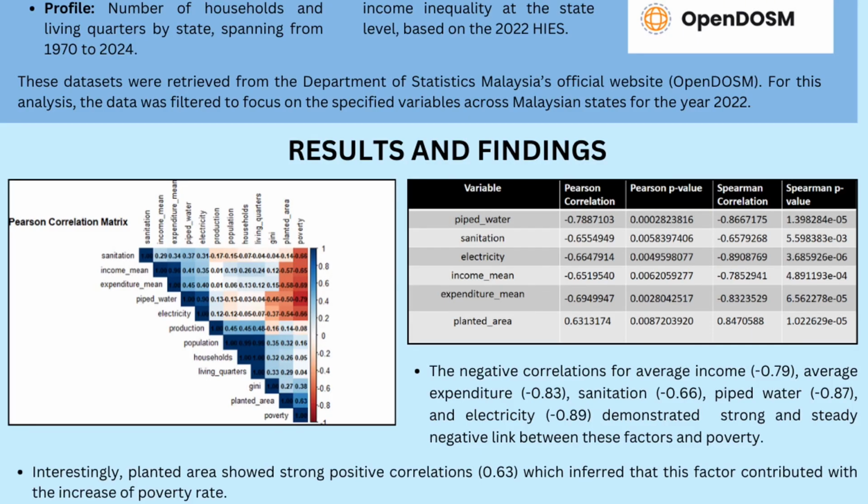By using the Pearson correlation and also the Spearman correlation, we have obtained the significant variables such as pipe water, sanitation, electricity, average income, average expenditure, and planted area. And all of these variables are considered significant, with p-values less than 0.05.